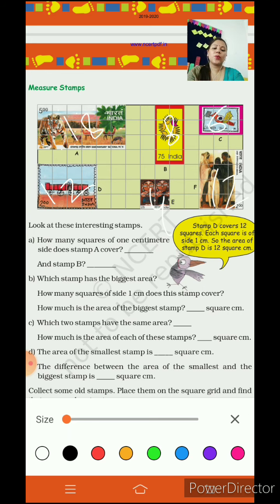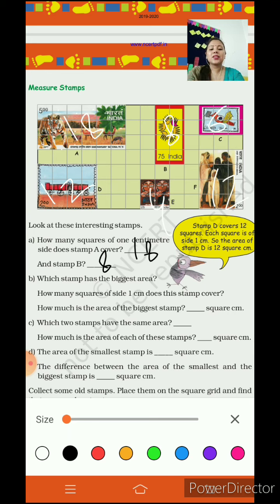Okay. Now come to question A. How many squares of 1 centimeter side does a stamp cover? So 1 centimeter side के कितने squares को cover किया stamp A ने? 18. Answer is 18. And stamp B, so stamp B ने 8 squares cover किए, so answer is 8.